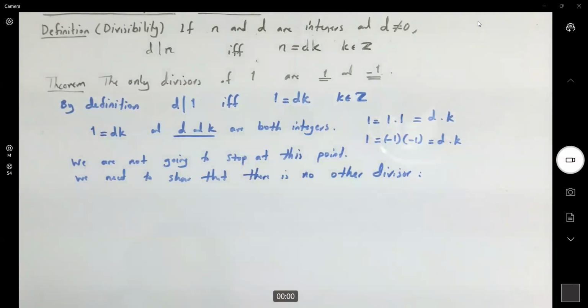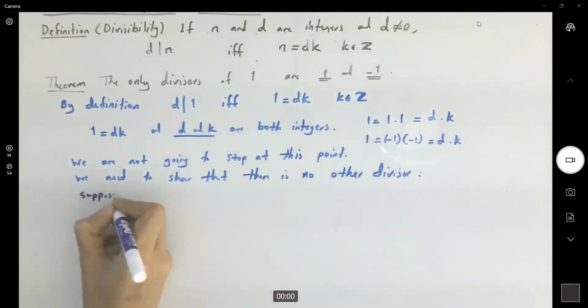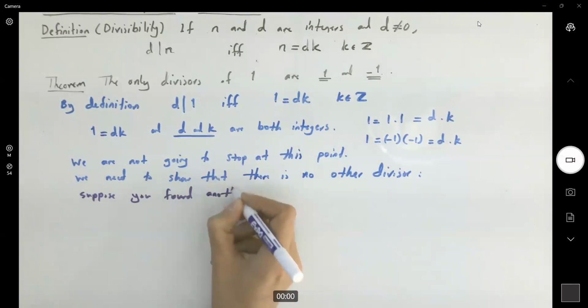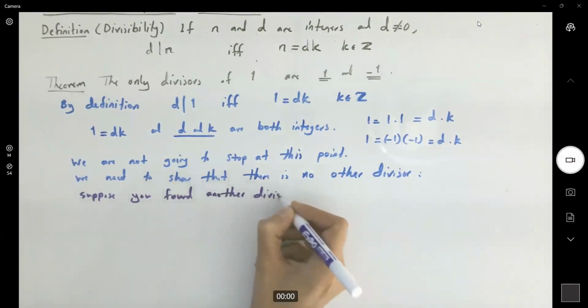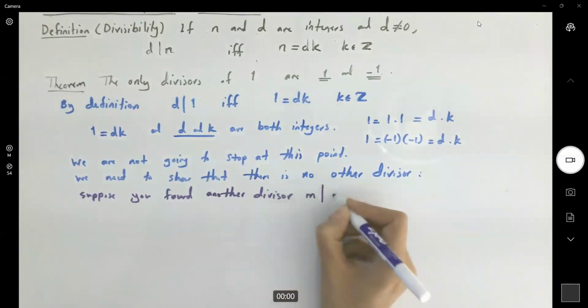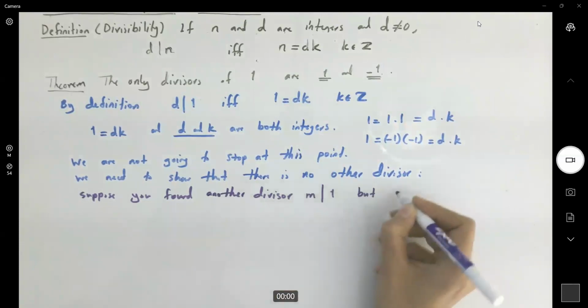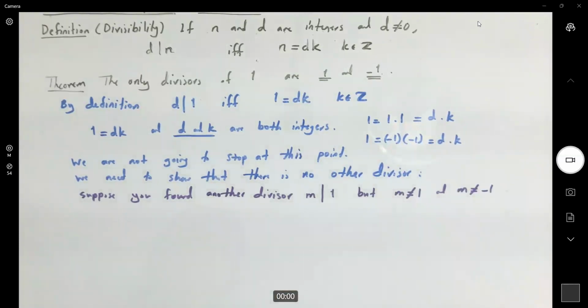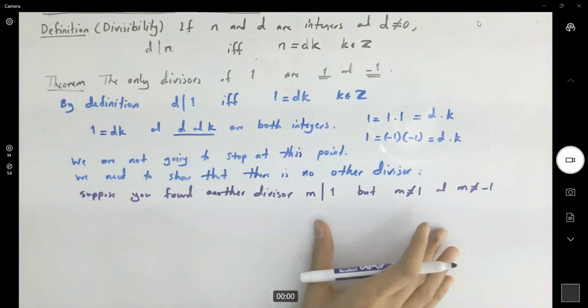So suppose you found another divisor. Like what? Like m. That divides 1, but m is not 1 and m is not -1. This is the assumption. What can go wrong here?